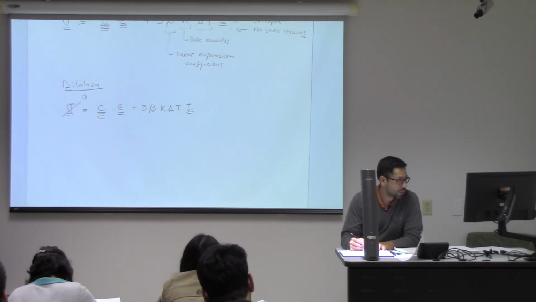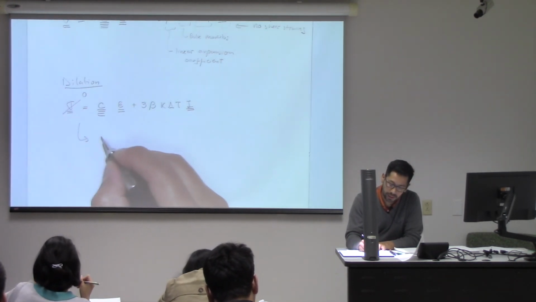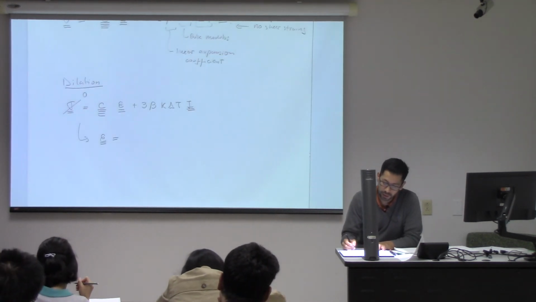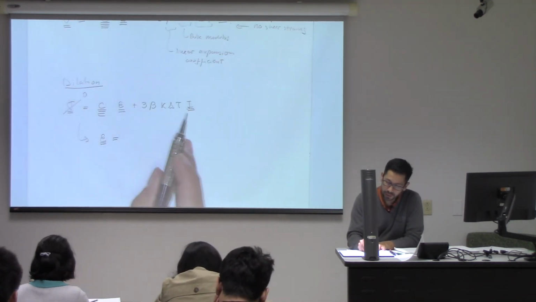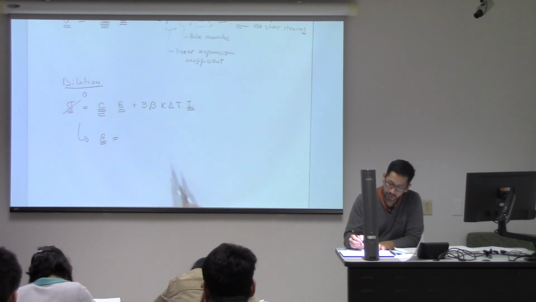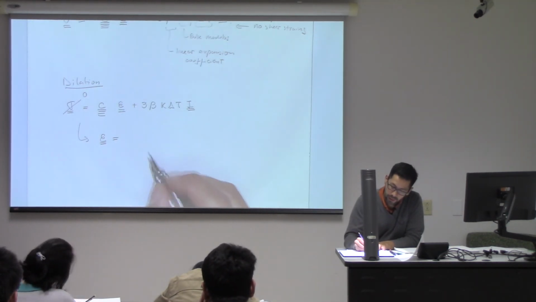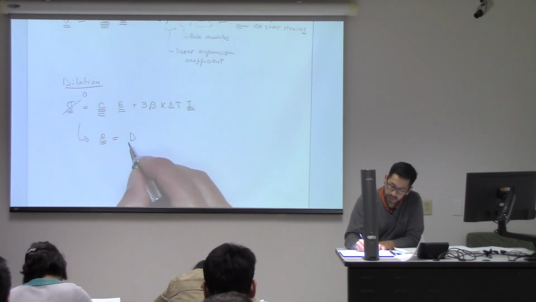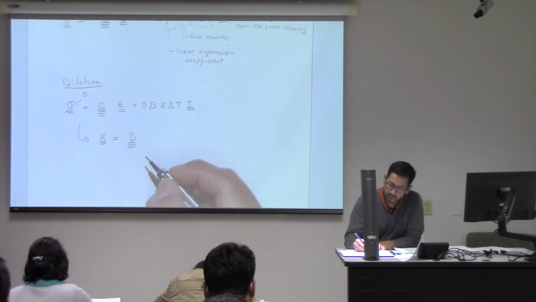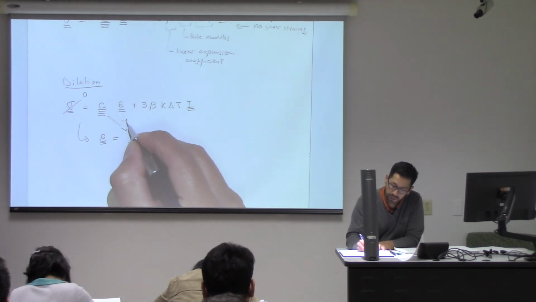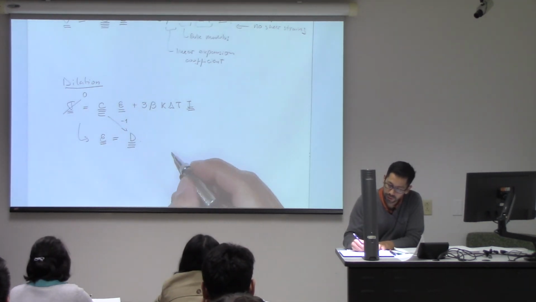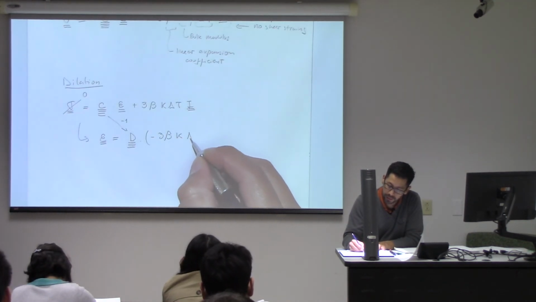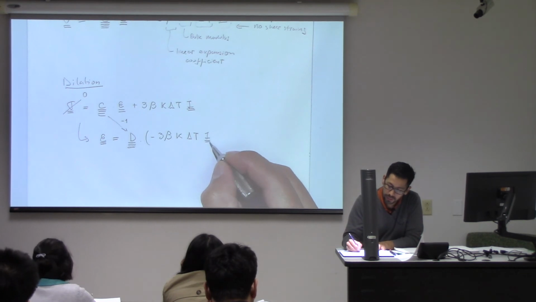And what we can calculate from here is strain. And that strain is going to be this number going to the other side, multiplied by the inverse of C, which is called the compliance matrix, right? So C^-1, the inverse, is going to be D, and on the other side I have 3 beta K delta T I.